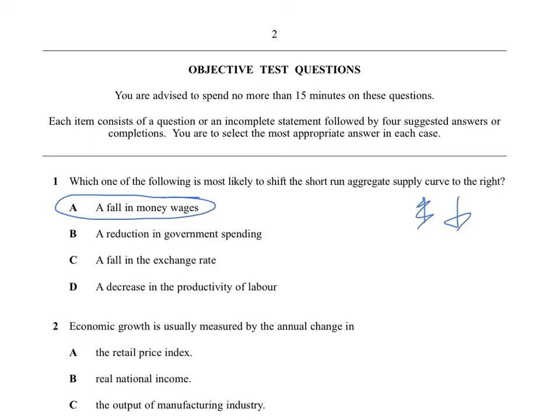A reduction in government spending, that's going to affect AD. A fall in the exchange rate, that's going to affect AD again, so both irrelevant. And then a decrease in the productivity of labour. If that happened, the short run aggregate supply curve would go to the left, so it's the wrong way. So the answer is A. I'm just going to get my answers up to make sure I don't have any shockers. Yeah, I was right. Okay.